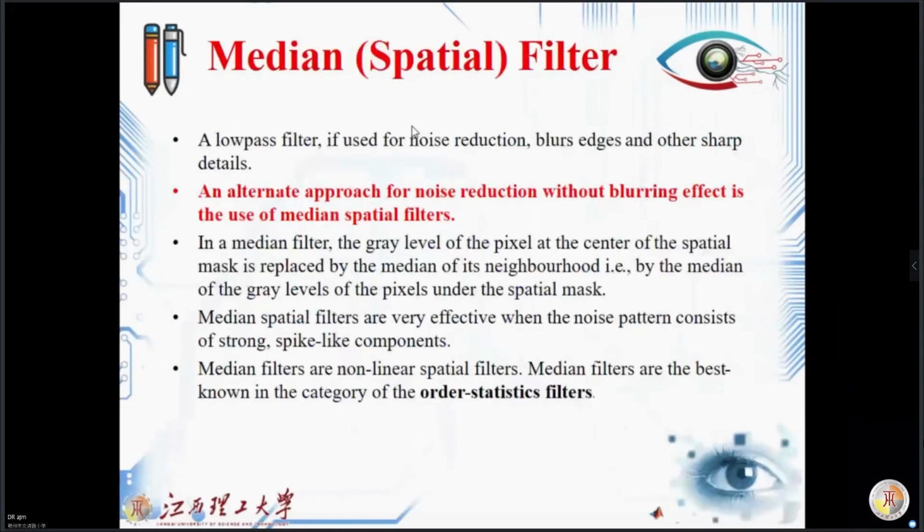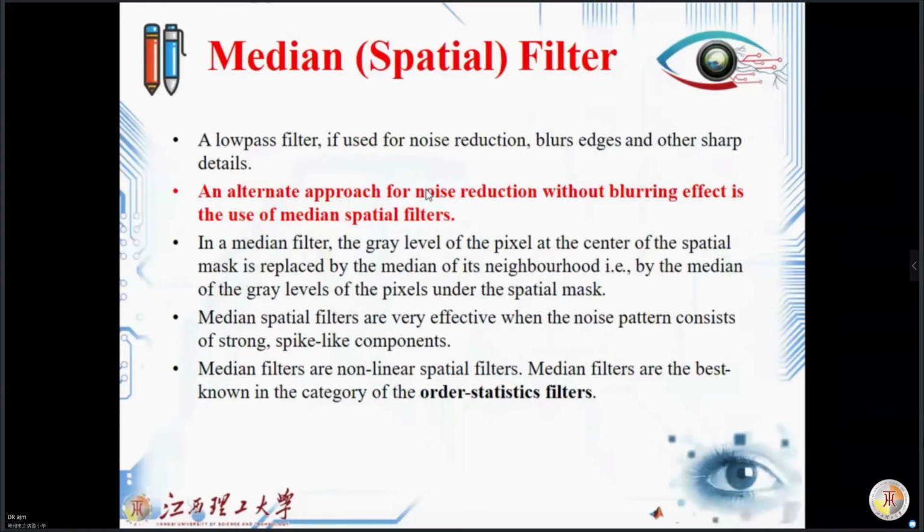Another form of the filter which we can use at the pre-processing is the median spatial filter. In that, a low pass filter is used for noise reduction, but it blurs edges and other sharp details. One alternative approach for noise reduction, in which we don't want to have the blurring effect on the image, is using the median spatial filter.